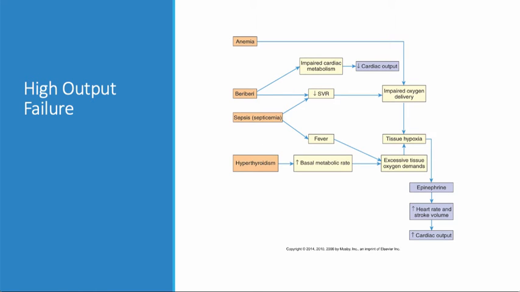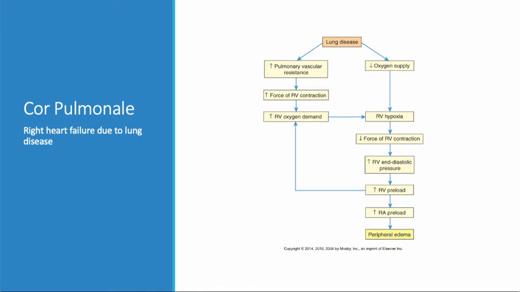This is a description of the high output failure and why that happens. In this example, we're talking about anemia primarily, which is impaired oxygen delivery, and that stimulates epinephrine production, which increases the heart rate and stroke volume to increase cardiac output. Because at the end of the day, what is cardiac output? Heart rate times stroke volume. It's easier for the body to increase the heart rate than it is to increase the stroke volume, though, right? It's hard to affect that.